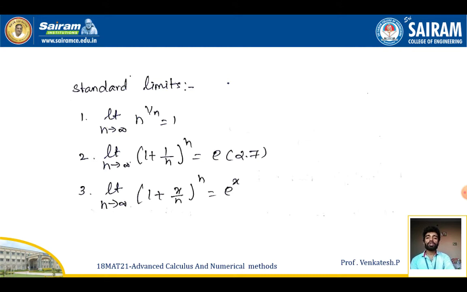Before going to the examples, I'm going to give the standard limits again. The first one is limit n tends to infinity of n power 1 by n; if it is there in the problems, we can replace it with 1. Limit n tends to infinity of 1 plus 1 by n whole power n, we can replace with e. Limit n tends to infinity of 1 plus x by n whole power n can be replaced with e power x. So we'll discuss some examples now.